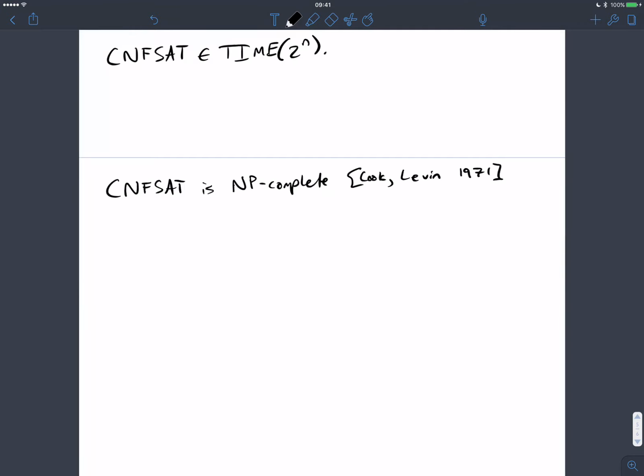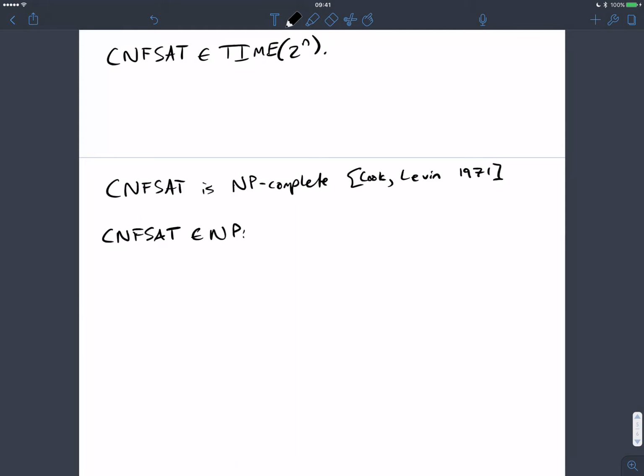Show it's in NP. Let's do that one first, because that's far easier. So CNF Sat is in NP. Well, we could think of this in 2 ways. We can think of it in terms of making a polynomial time non-deterministic Turing machine for this problem, or what else could I do? We can make a deterministic verifier for this problem.